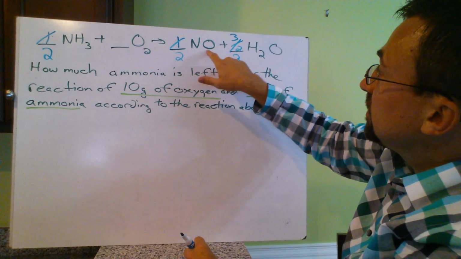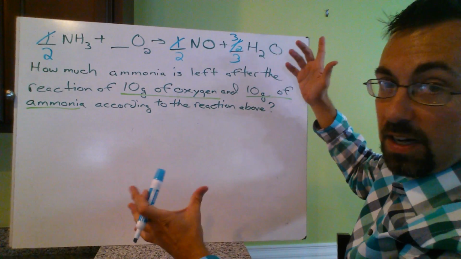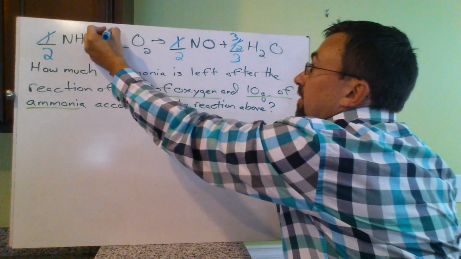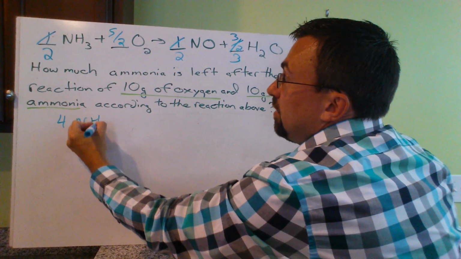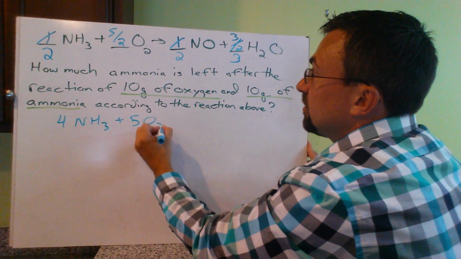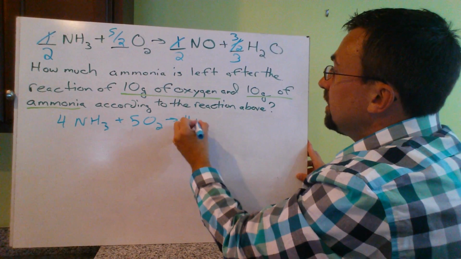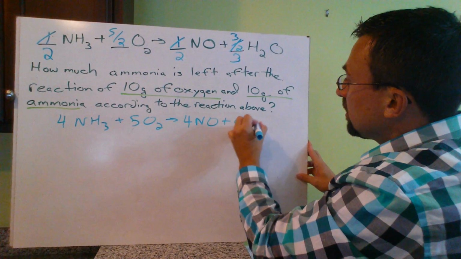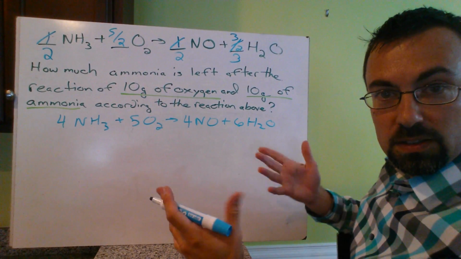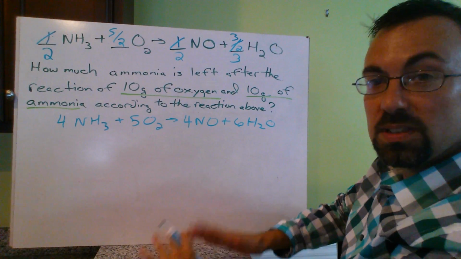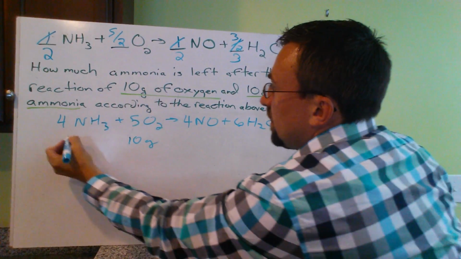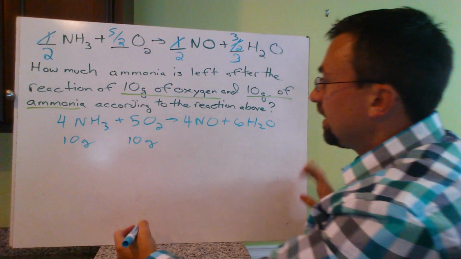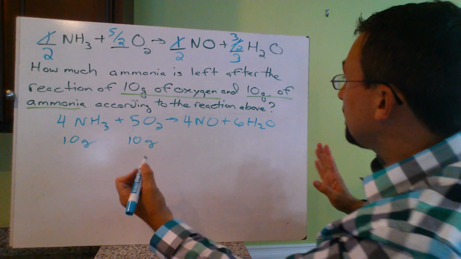We have 2 oxygens here, 3 oxygens here. That's 5. 5 divided by 2, 5 halves, again, that's a fraction, multiply through, and we have 4 ammonia plus 5 oxygen goes to 4 NO plus 6 water. To give you a more challenging balancing, just a little bit of practice. And let's do the same thing I always like to do. 10 grams of oxygen, 10 grams of ammonia, and we're asked how much ammonia is left.